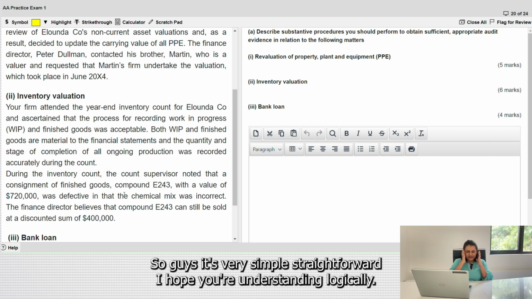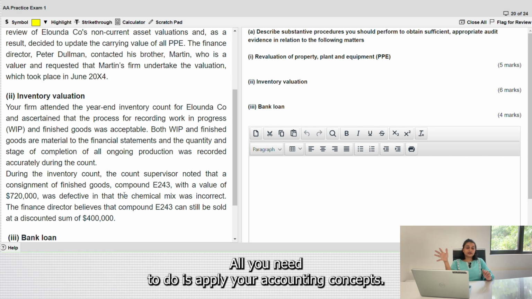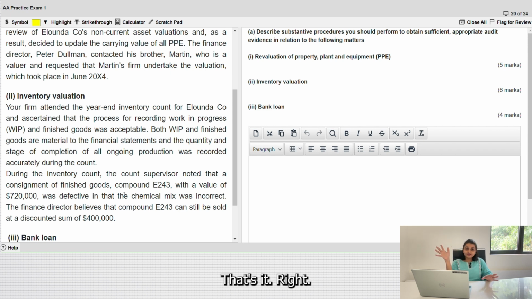So guys, it's very simple, straightforward. I hope you're understanding. Logically apply your concepts. All you need to do is apply your accounting concepts. That's it, right? Yes.